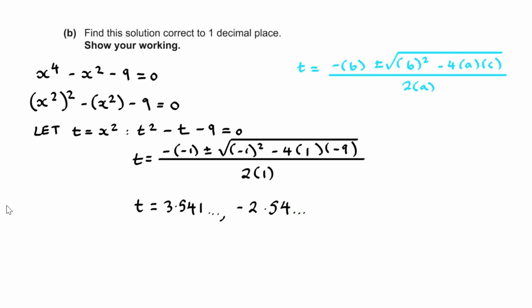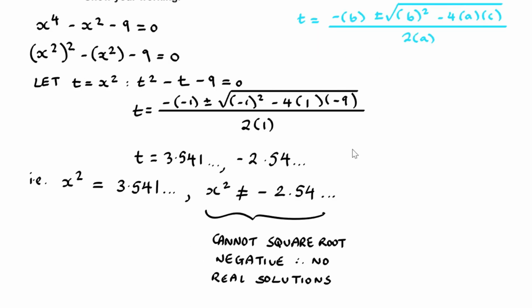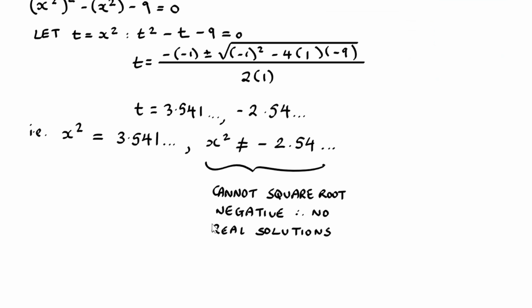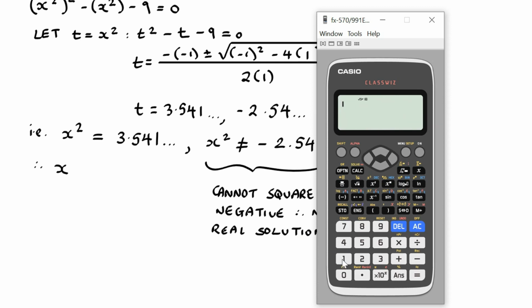Now because we said t is equal to x squared, we'd have x squared equaling 3.541, etc. Or we've got x squared equaling minus 2.54, etc. But the problem is here, x squared cannot equal this value. We can't square root a negative, so we have over here no real solutions. And therefore, if we attempt to find out what x is, we've got the square root of that value A. So we've got x equals plus or minus 1.881, etc.